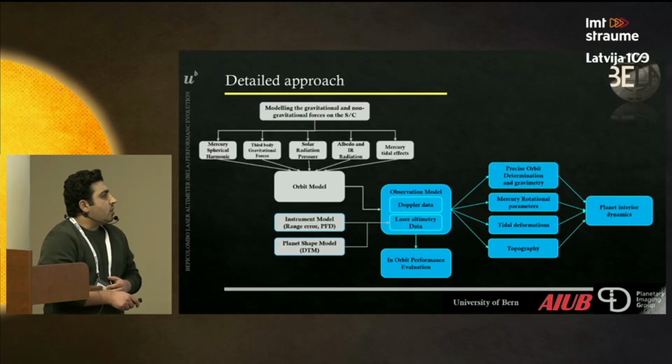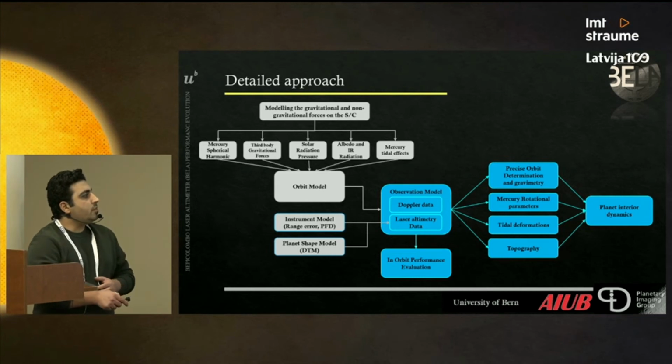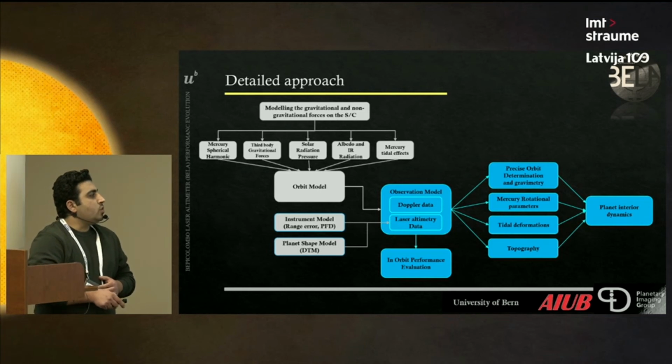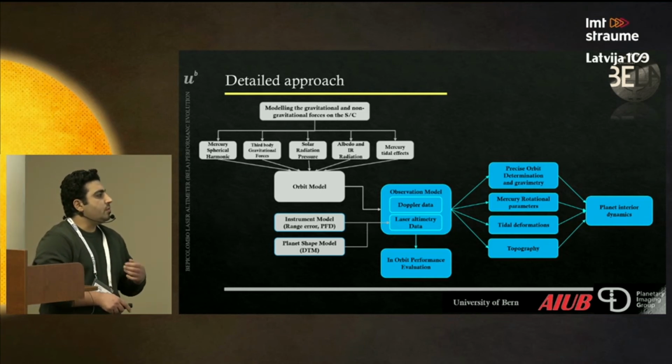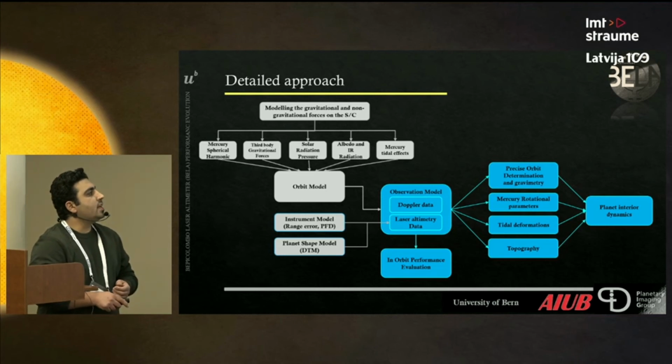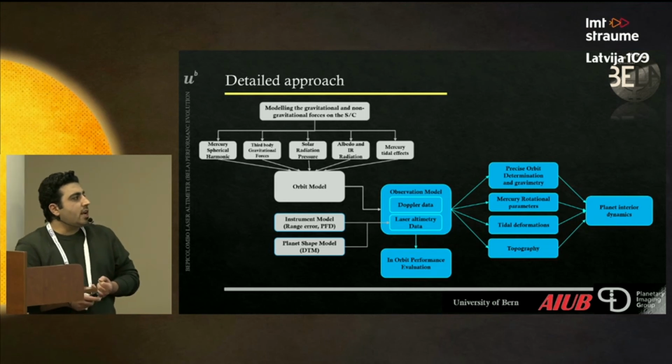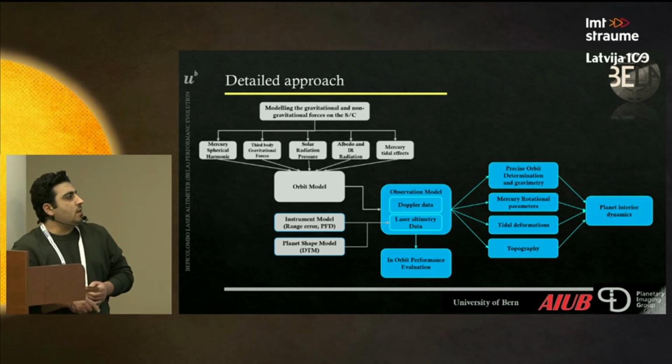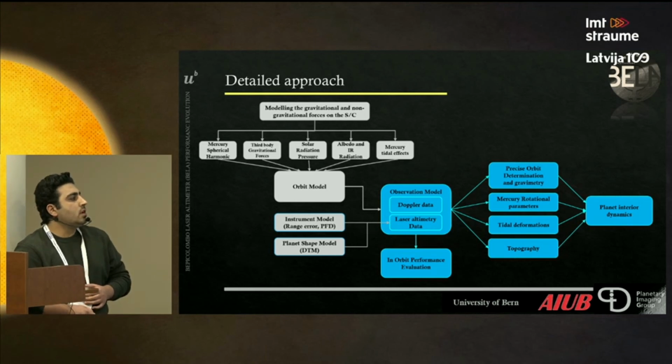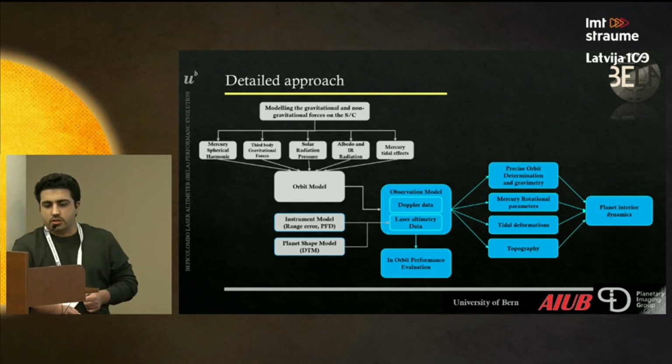So at the end, when we have our observation models containing the Doppler data and laser altimetry data, we can first do an evaluation of the performance of the instrument in orbit, and then we can use this to do precise orbit determination, gravimetry, and at the same time estimate the impact on the Mercury geophysical parameters. All these together, especially with topography, can lead to more information about planetary interior dynamics.